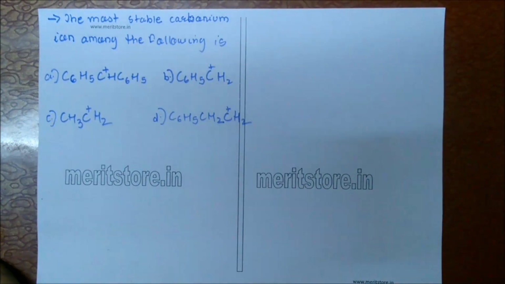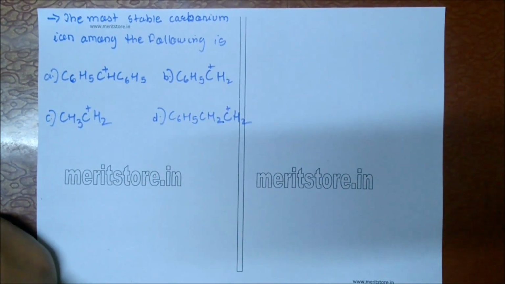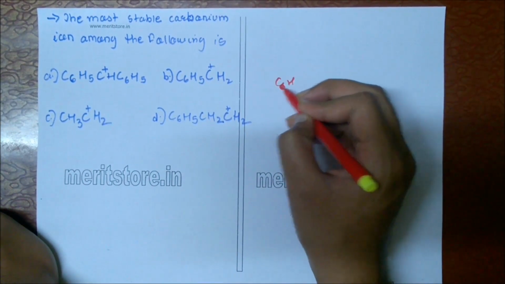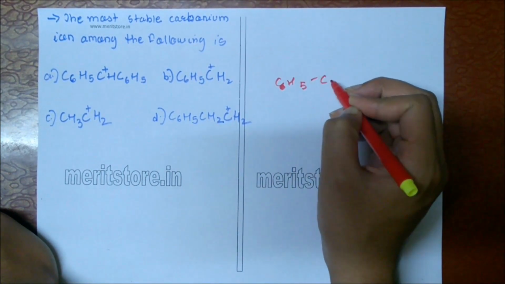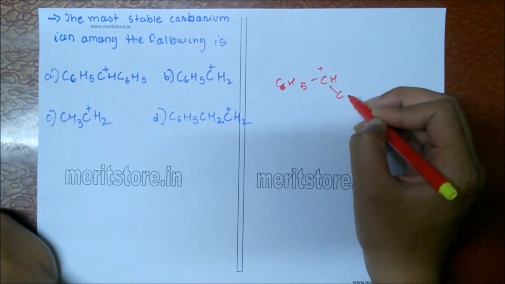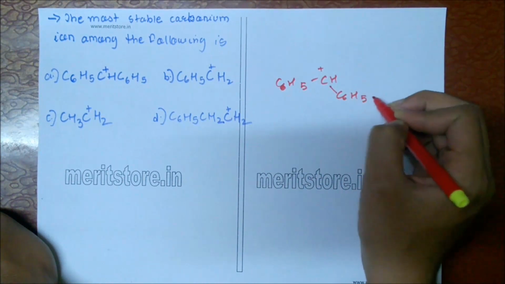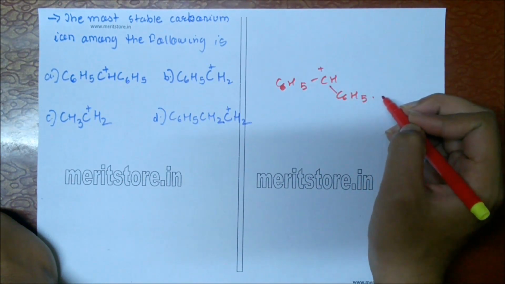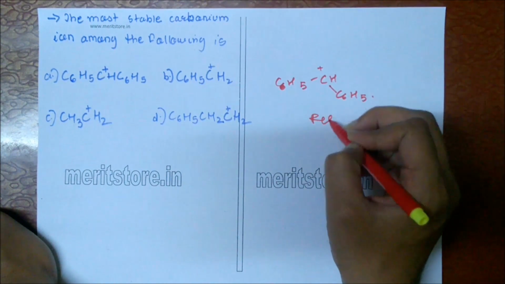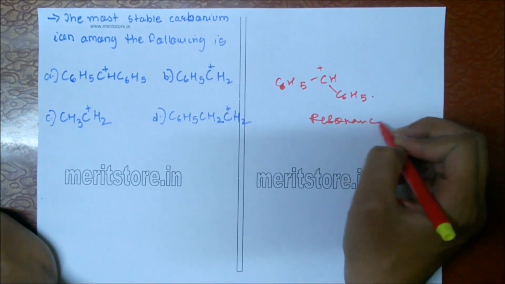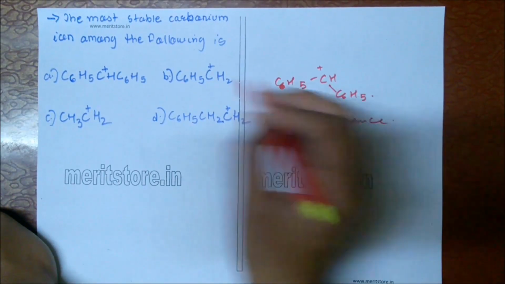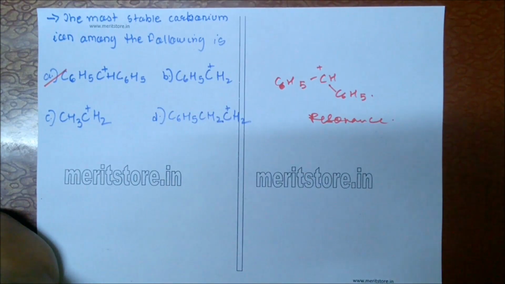Most stable carbonium ion among the following is the benzyl one. As the number of C6H5 or benzyl groups attached to the alkyl carbon atom increases, more is the stable carbonium ion. So this is the most stable carbonium ion due to resonance. There will be more resonating structures as the number of phenyl groups attached increases. So option A is the correct answer.